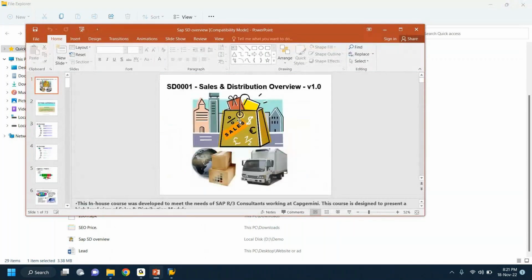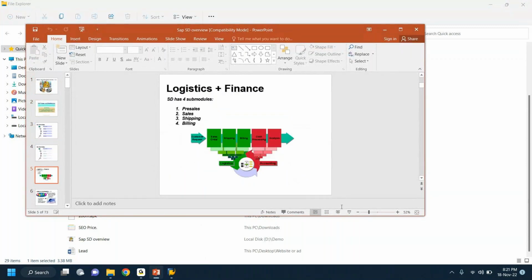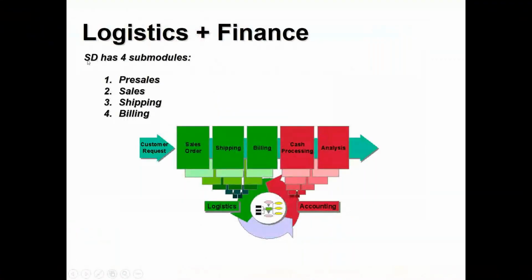So I will show you there are two flows. Generally, SD has four submodules: pre-sales, sales, shipping, billing. Customer request will come into the picture, then sales order, shipping, billing, then FI, and this logistics is MM, then PP, then FI. You can see this red color. Green is going from SD to MM and then PP to accounting. So this is how the interrelation happens.